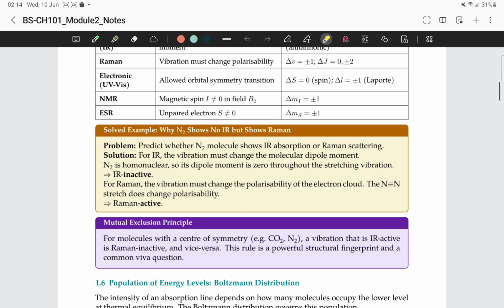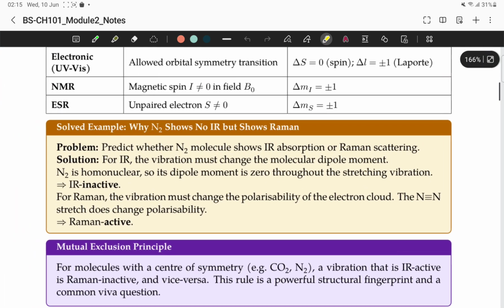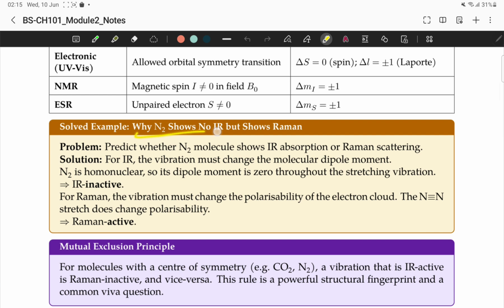And the question that can come to your exam is, for example, why N2 shows no IR but shows Raman spectroscopy. The problem is: predict whether the N2 molecule shows IR absorption or Raman scattering. The solution is very simple. Because N2 is a symmetric homonuclear diatomic molecule, its dipole moment remains exactly 0 throughout its stretching vibration. Therefore, it is IR inactive. I hope this is clear.